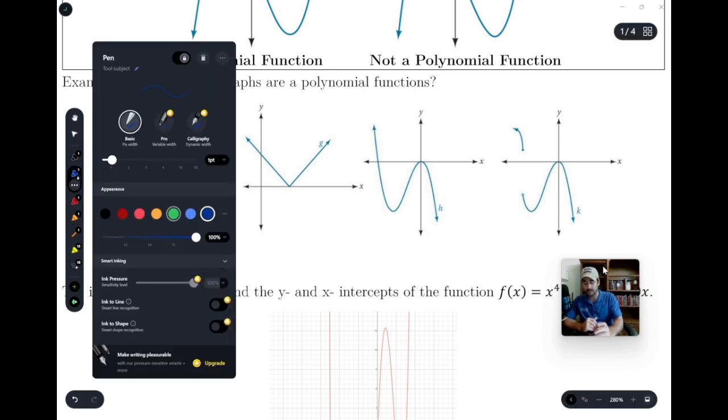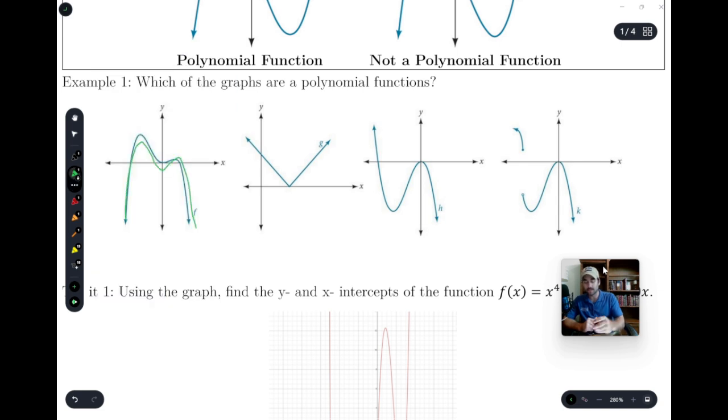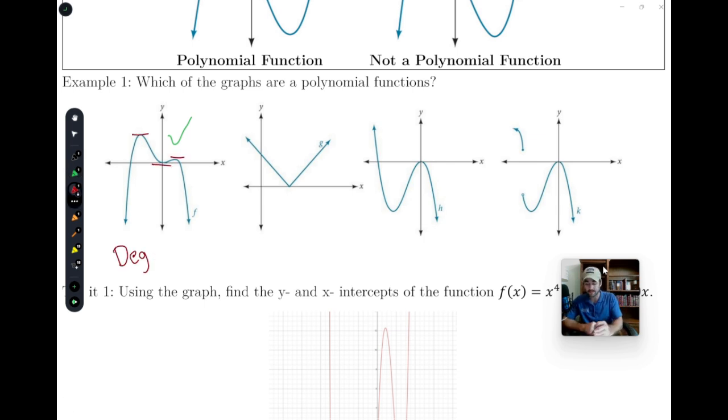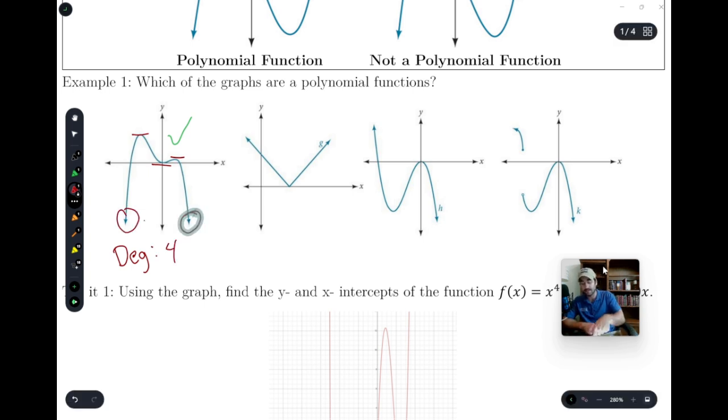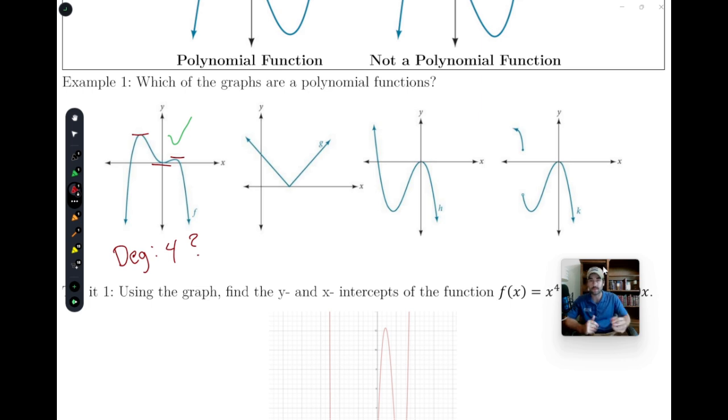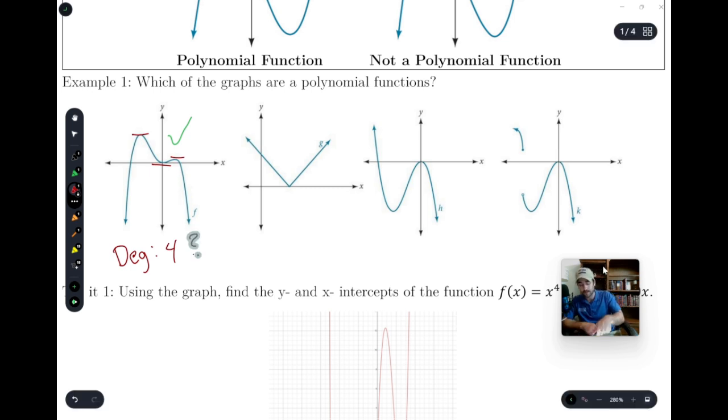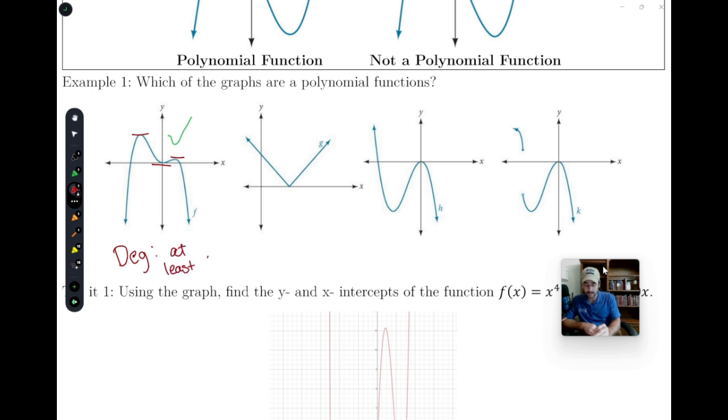So this first one, it looks smooth, no sharp turns, no asymptotes. Good to go. We could even say the degree is potentially, we see 1, 2, 3 turnarounds, so the degree could be 4. Makes sense too because they're going in the same direction with the end behavior. So degree 4? Maybe it's 6. Can't be 2 because there's 3 turnaround points. But we know that those turnaround points indicate that the degree is at least 4. Maybe I'll write that. At least 4.